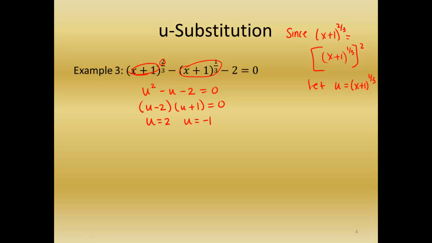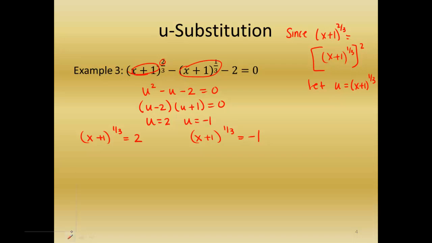And now I have to go back and use that substitution idea. So I'm going to set (x + 1)^(1/3) equal to 2, and then I have (x + 1)^(1/3) equal to negative 1. I'm going to combine ideas here because now, in order to get rid of this 1/3 power, I'm going to use a cube. So I'm going to cube both sides.